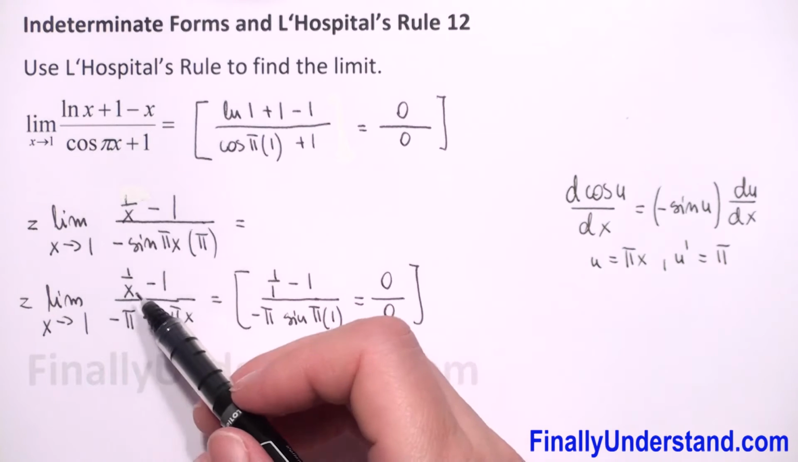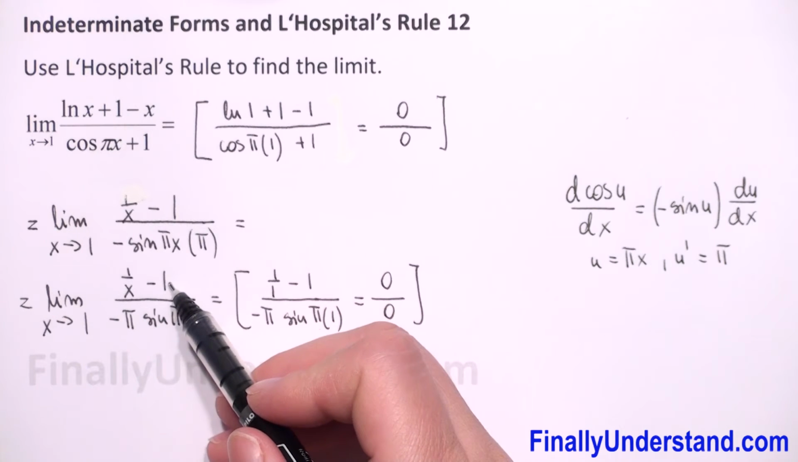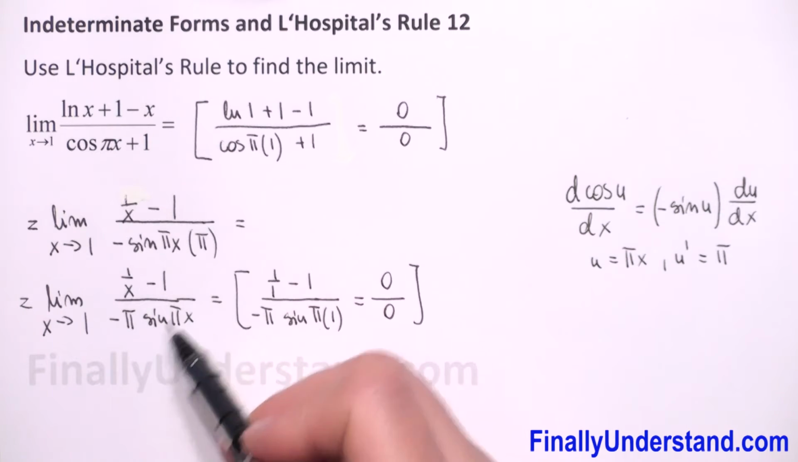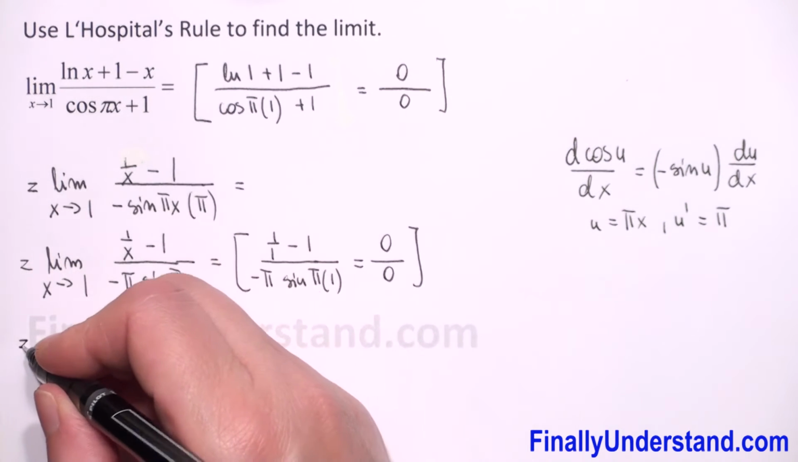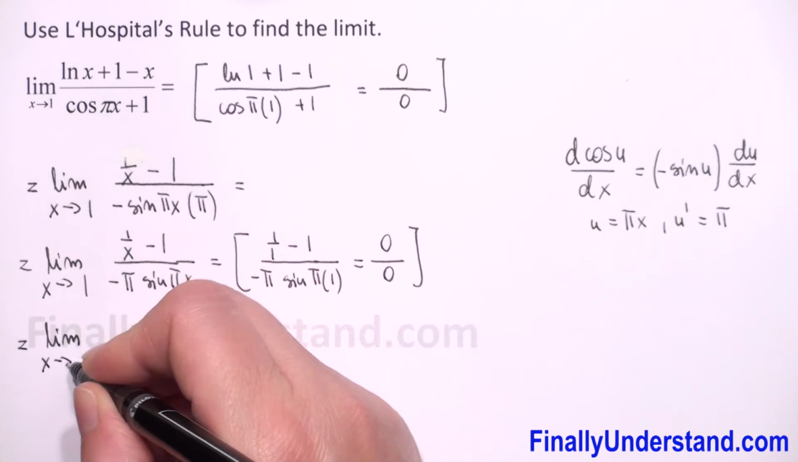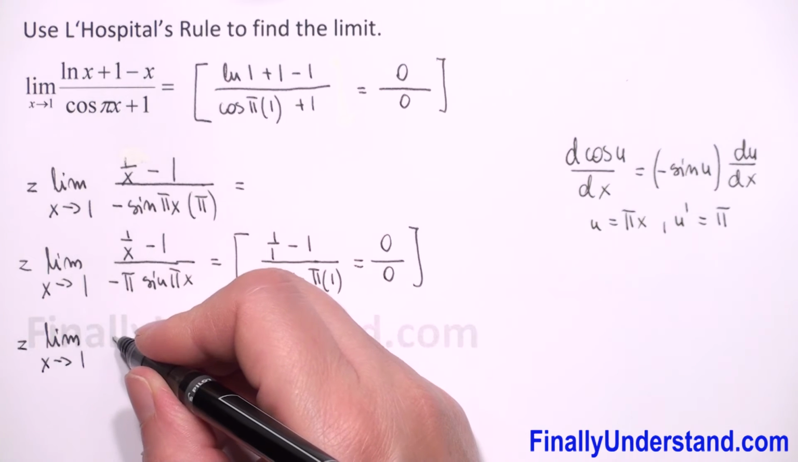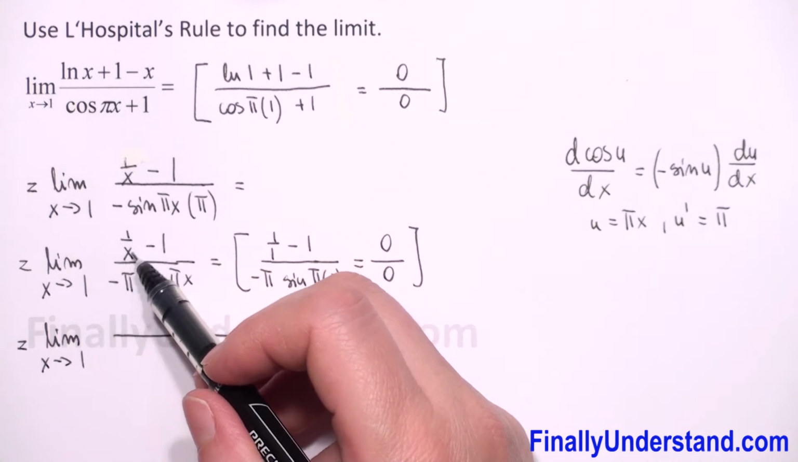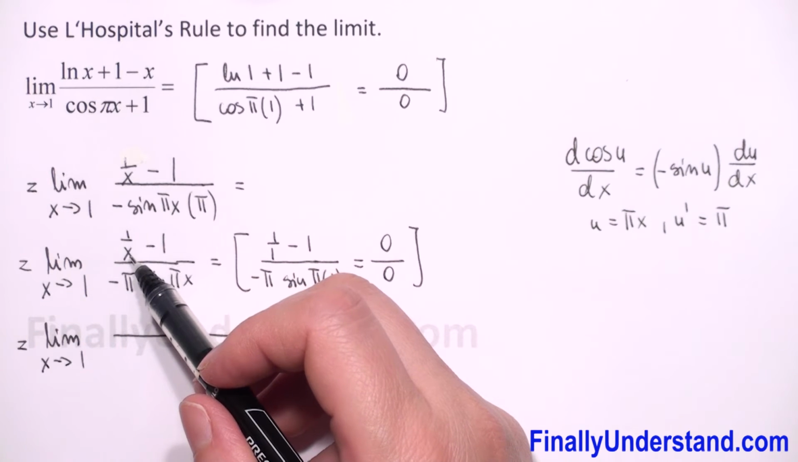So we have to find the derivative of function which is in numerator over derivative of function which is in denominator. So this is equal, we have a limit as x approaches 1, and we have 1 over x. Derivative of 1 over x, we have to use quotient rule.